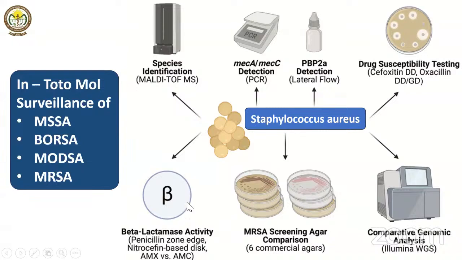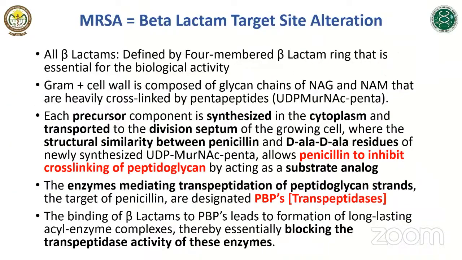Then beta-lactamase activity, looking at the penicillin zone edge test, and also the nitrocefin test. And of course, in the end, we have to go in for whole genome sequencing also. So these are all required for the analysis to distinguish between MSSA, BORSA, MODSA, and MRSA.